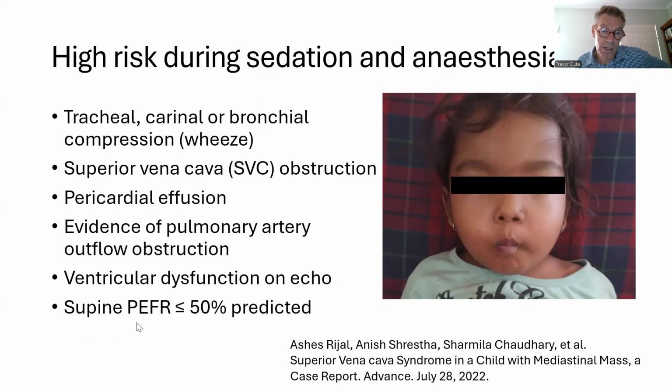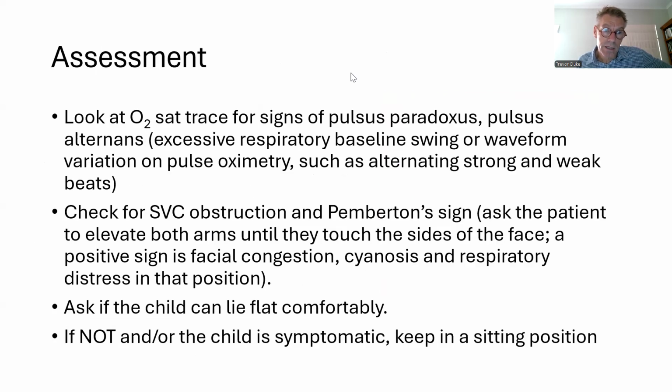And often if you do spirometry in these patients, get them to blow in a peak flow meter, sometimes it'll be very low. Any of these features mean that the child's very high risk during sedation or anesthesia. And some of these children need some sedation, for example, to drain a pleural effusion or to drain a pericardial effusion, or they might need some sedation to do a lymph node biopsy, for example.